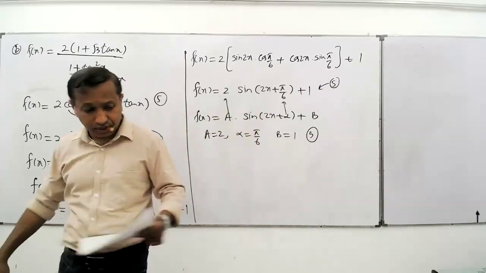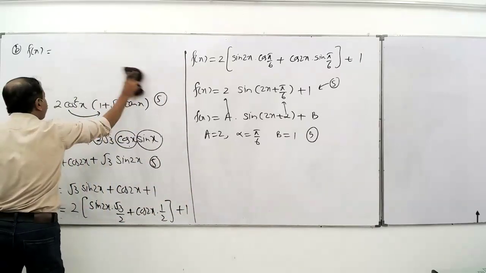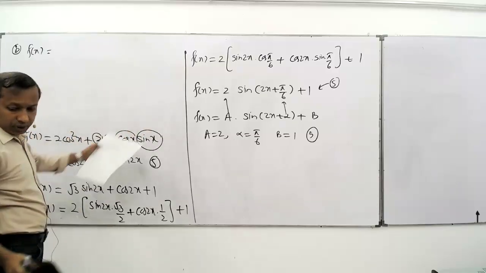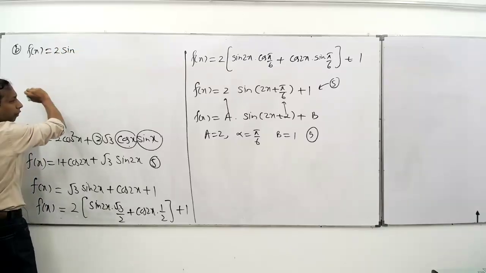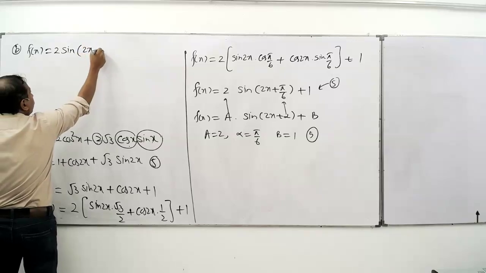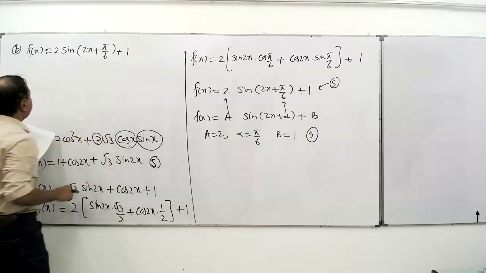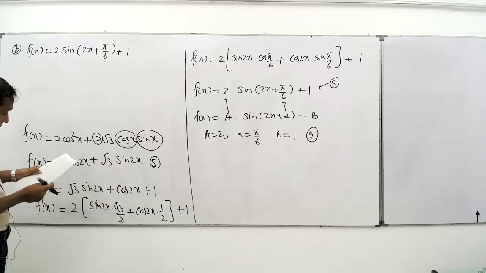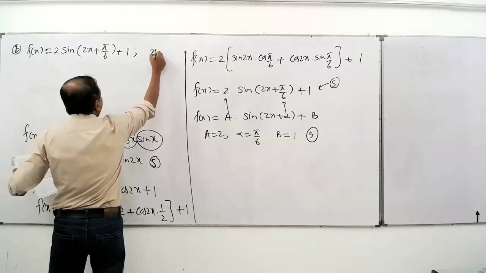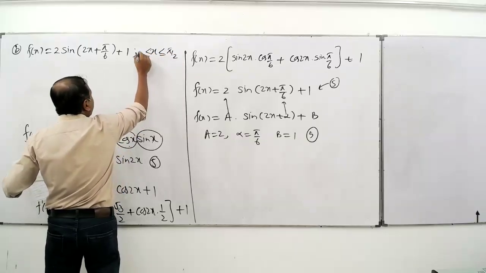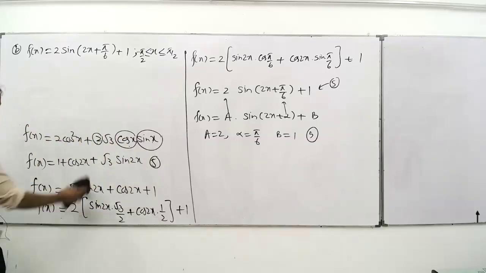Right. Now let's see how to sketch the graph. Now I can write the f(x). This answer, 2 sin (2x plus pi by 6) plus 1. Okay. Right. Now I'm asking draw this graph in the interval x less than or equal to pi by 2, greater than or equal to minus pi by 2. This is the interval in which we must draw this. Correct? Yes.